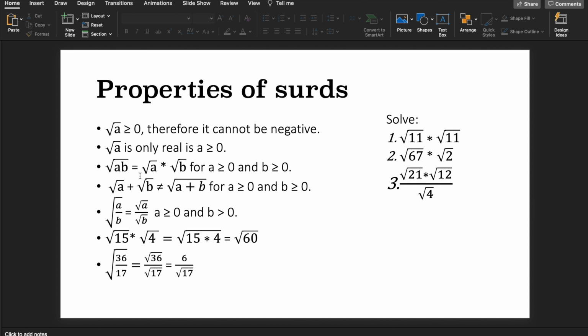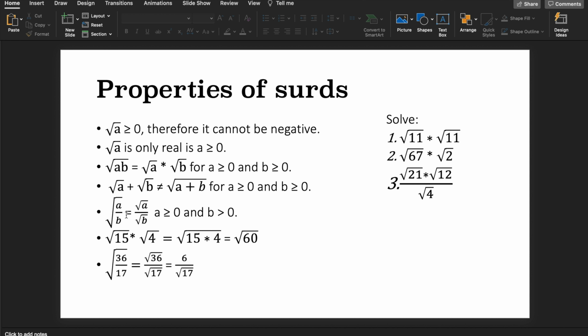For instance, I'll give an example. Let a be 2 and b be 4. Square root of 2 plus square root of 4, I'll just tell you the answer, is 3.41, and square root of 6 is 2.44, meaning they're not equal. So this property states that square root of a plus square root of b is not equal to square root of a plus b.